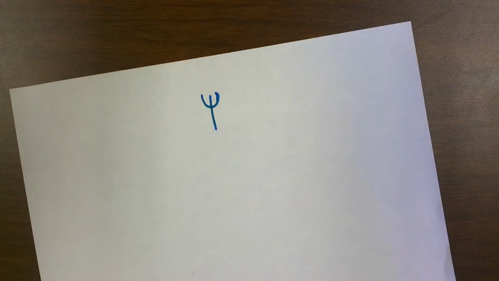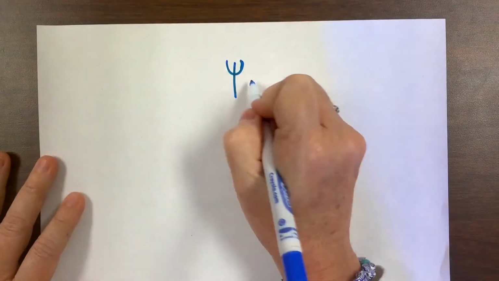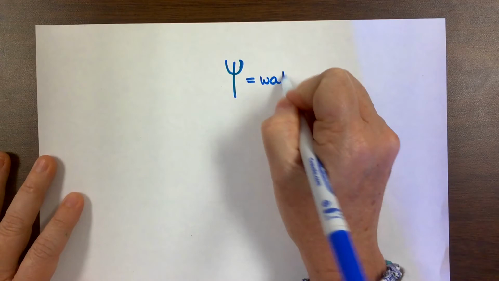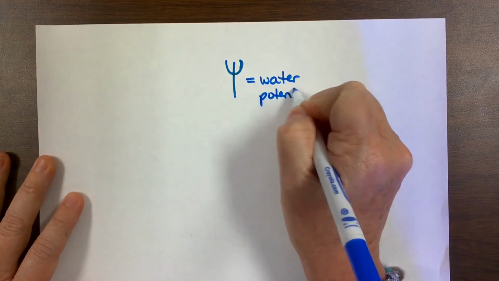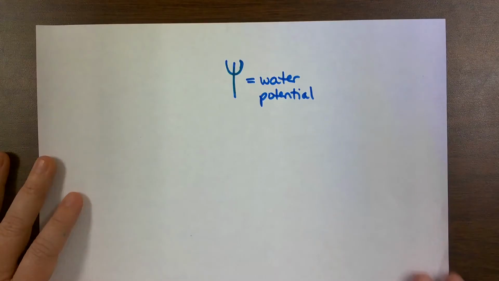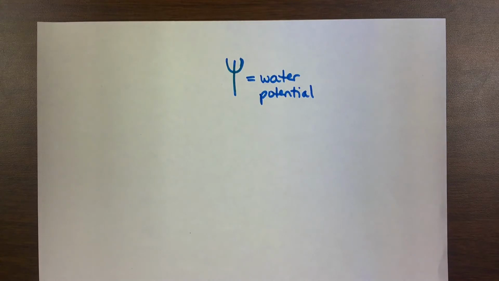Okay, so this video is going to be about water potential. All right, and this little weird symbol right here is water potential. Okay, and water potential is how we determine which way water is going to flow in relationship to all of the particles that are dissolved in a solution.